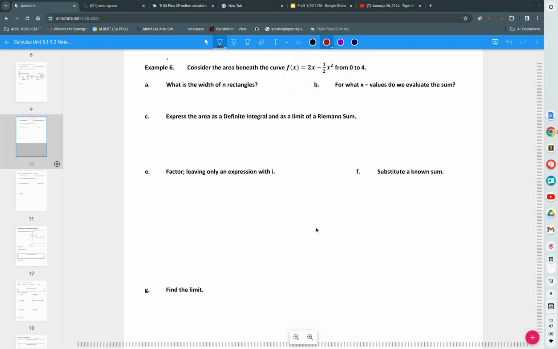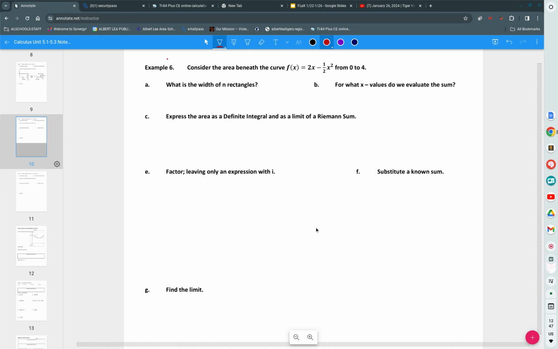What's different about example 6 compared to where we were at yesterday? There's subtraction. There's more x's. There's subtraction, and you have multiple terms. We have both the 2x and the 1/2 x squared. So now you're going to see what happens when we have multiple pieces. We're going from 0 to 4. We start with the same thing that we always do.